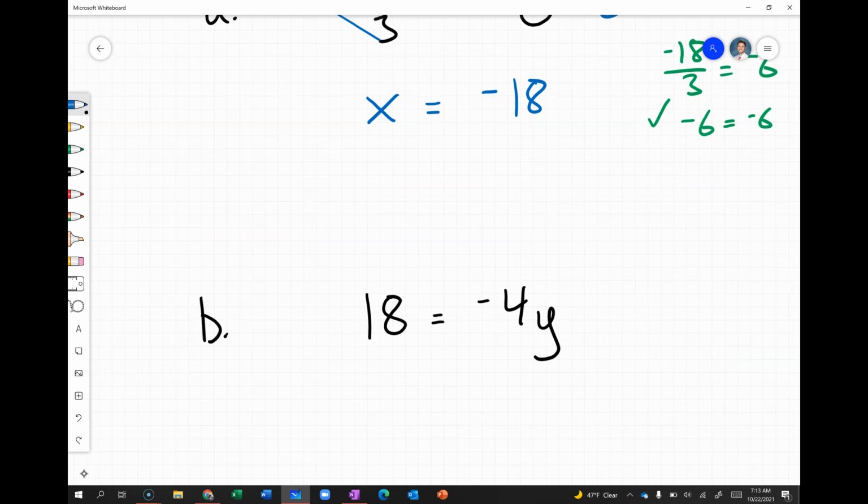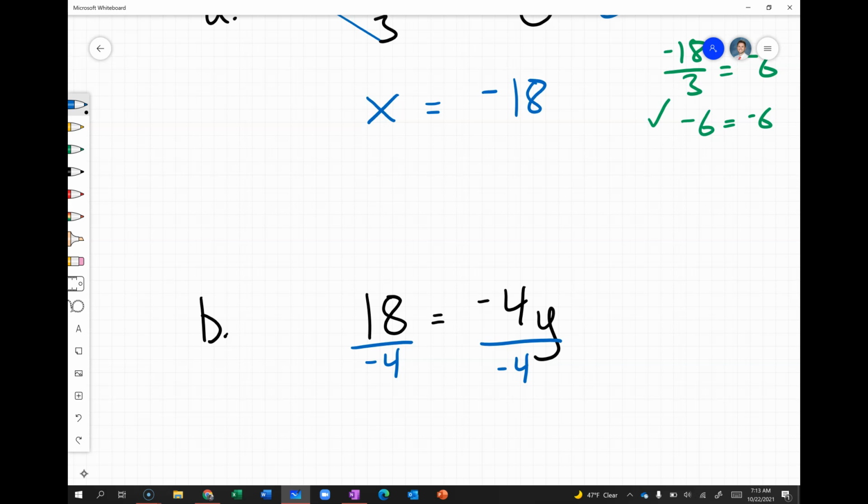So here we have 18 equals negative 4y. So this time, y is being multiplied by negative 4. And that's what we want to undo, if you will, this time. So the inverse operation of this multiplication would be division. So we want to divide both sides of our equation by negative 4.